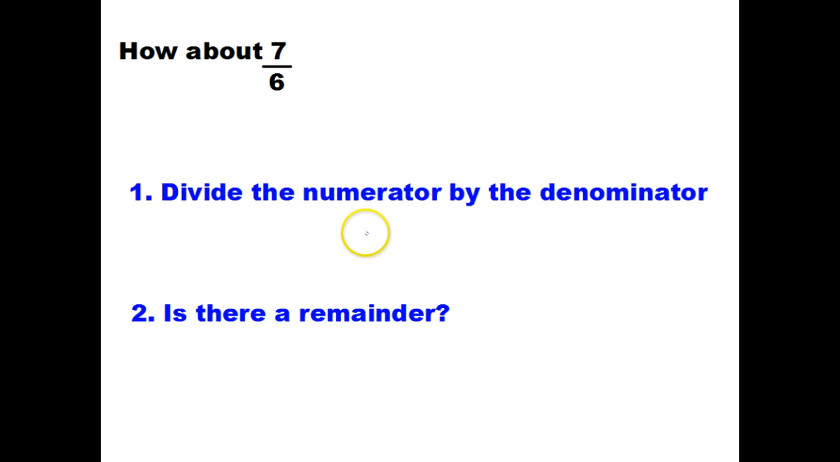Alright, well, my numerator is 7 and my denominator is 6. I want to know how many 6's I can pull out of 7. 1. 1 times 6 is 6. Subtract, I get 1. So there's my whole number, 1. The next question to ask myself is, is there a remainder? Yep, it's right there. I have a remainder of 1, and I've been working in 6s. I have 1 sixth left over. So 7/6 is equivalent to 1 and 1/6.